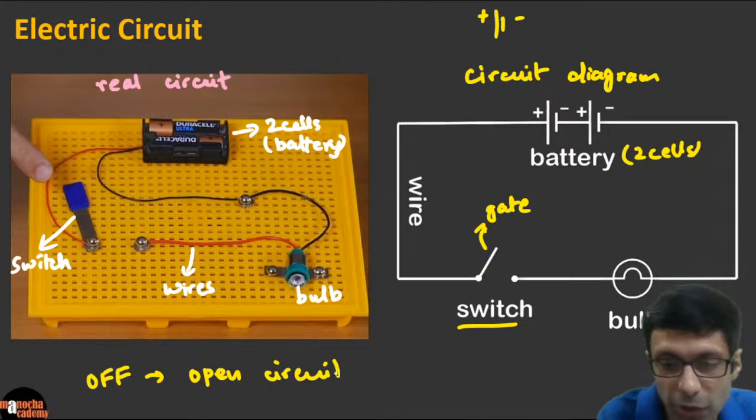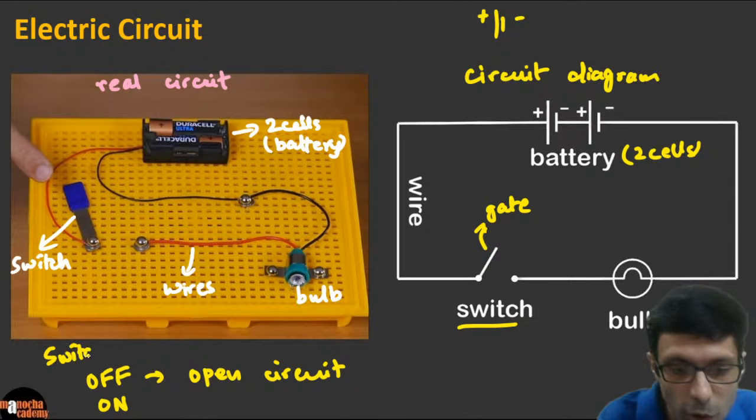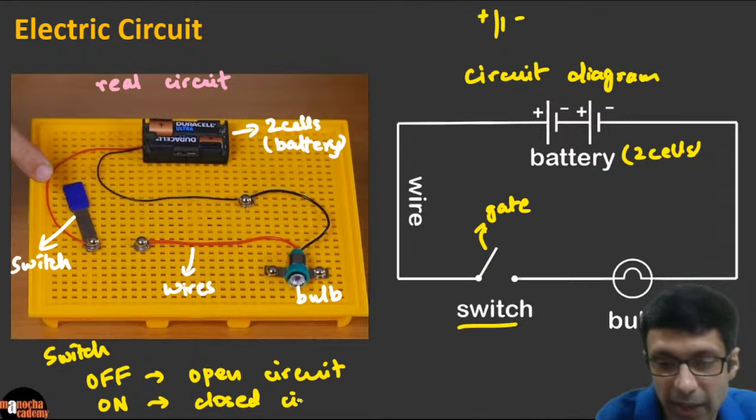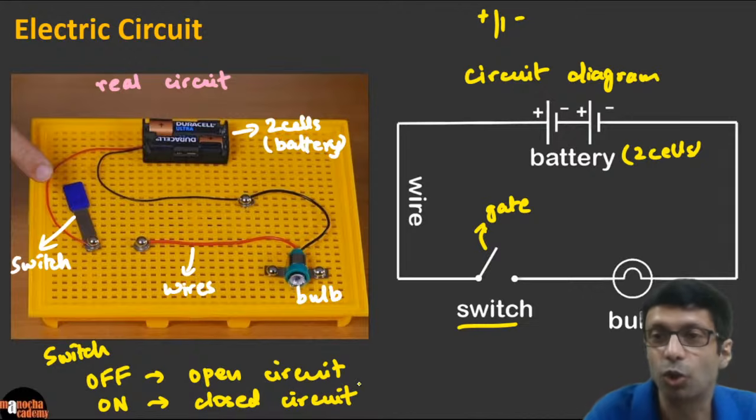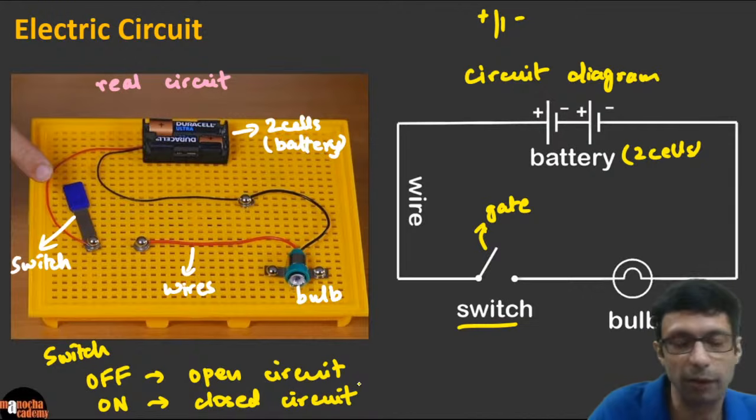So switch off is called open. And when the switch is on, when we are talking about the switch on, it's known as a closed circuit, right? Because the gate is closed. So it's easy to remember. Closed circuit is when the current will actually flow.